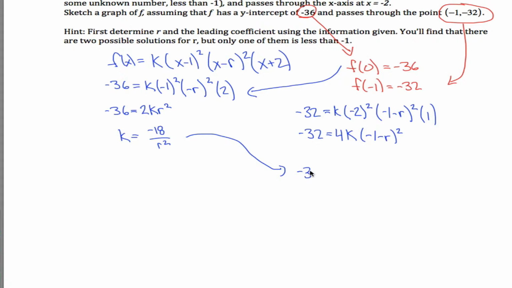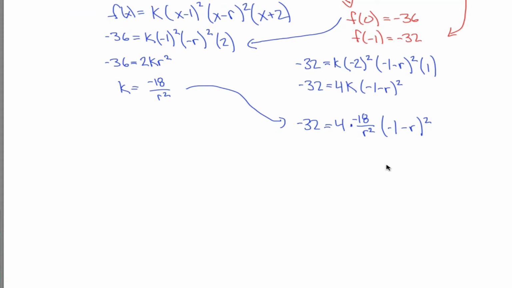to get that negative 32 must be equal to 4 times k, which is negative 18 divided by r squared, times negative 1 minus r squared. It's a mess. Okay, let's clean this up a little bit.